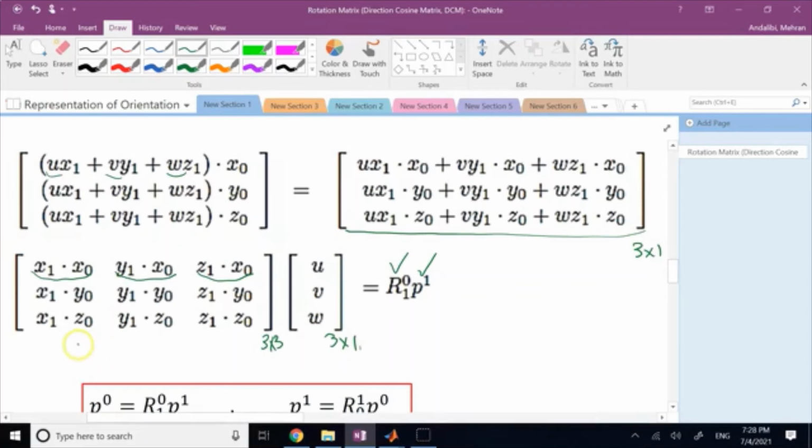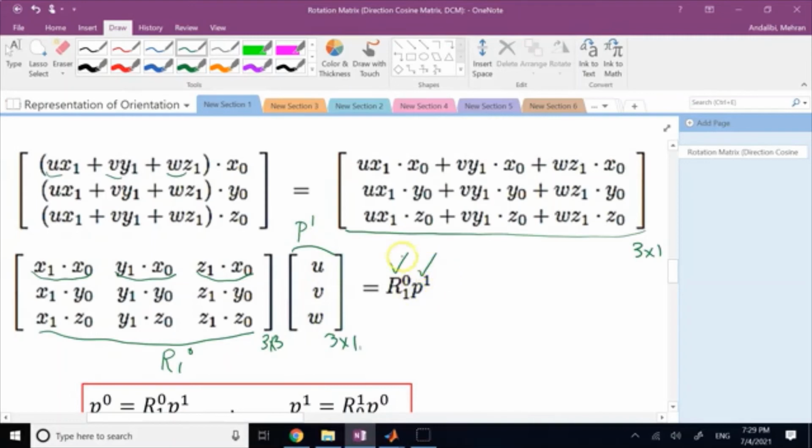Okay, and now guess what? This guy is your rotation matrix, where you're decomposing the unit vectors of frame 1 along frame 0, so that is R1, 0. And these are the coordinates, as I said, of point P in frame 1, so I show it with P1.